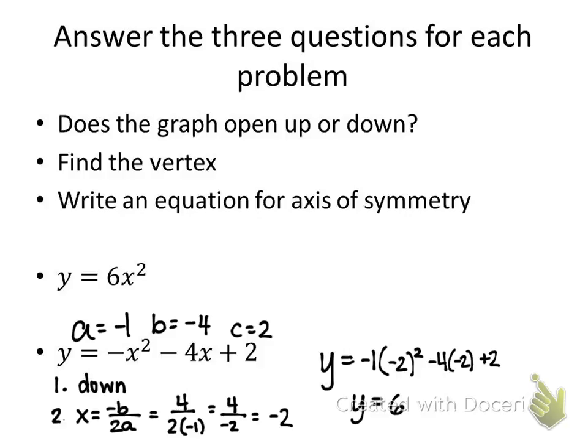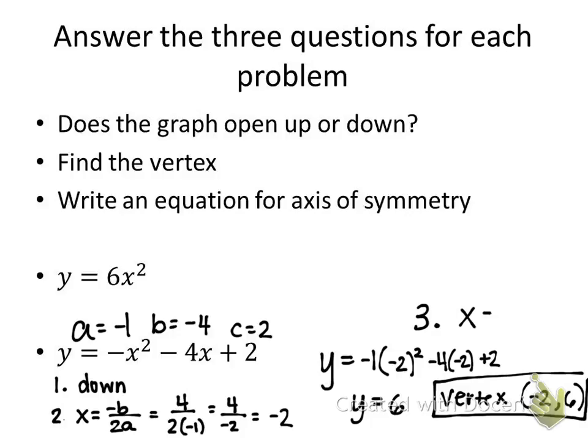So then our vertex, let's write vertex, is what? Negative 2, comma 6. That's the answer to number 2. And then number 3, write an equation for axis of symmetry. What letter always is an axis of symmetry? x equals what? Negative 2, because it's always the same as the x in our vertex. All right?